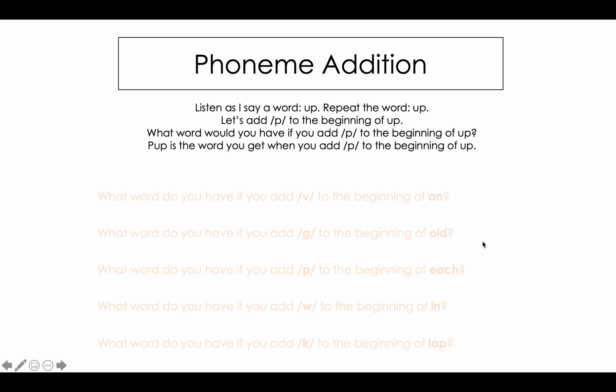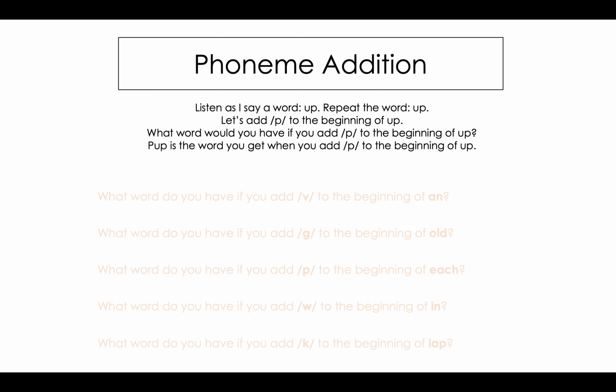The next word is old. Say it with me. Old. If we add g to the beginning of old, what word do we have now? We have the word gold. The next word is each. Say it with me. Each. If we add p to the beginning of each, what word do we have now? You're right. We have the word peach.